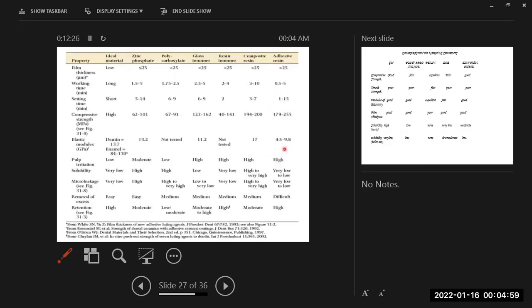So when you come to the next comparison table, here you can see that film thickness ideally has to be low, which is around less than 25. So it's almost less than 25 for everything except for resin cement, which is a little higher than 25. And then working time and setting time. All these are the various comparisons which we have given.